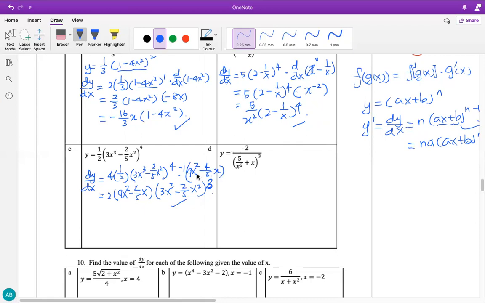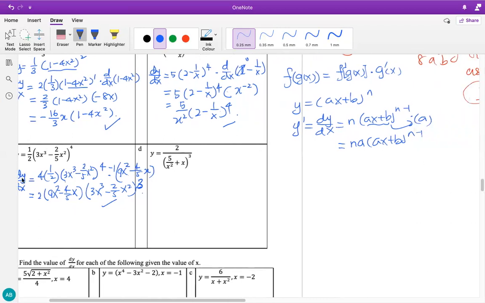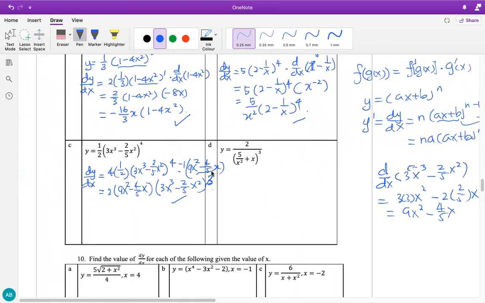Okay, so how to get this part? This part comes from 3x cubed minus 2 over 5x squared. So when you differentiate this one, 3 times 3 is 9x squared, then this one is 2 times 2 over 5, then x. Okay, so you get 9x squared minus 4 over 5x. Therefore, you get this answer. All right, then you rearrange, you get this answer.